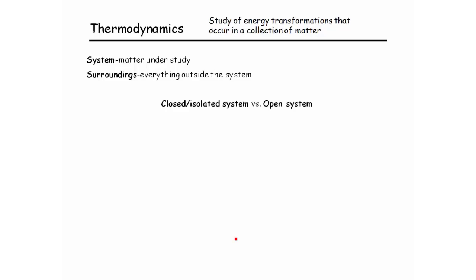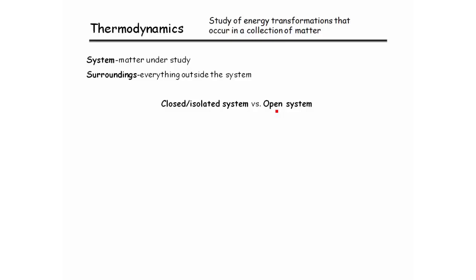Now, systems themselves are classified as either being closed or isolated systems versus open systems. And this classification has to do with how those systems interact with their surroundings. A closed or isolated system is not going to have an interaction or an exchange of materials with its surroundings. An open system is going to be just the opposite, because an open system will have an exchange of materials with the surroundings.